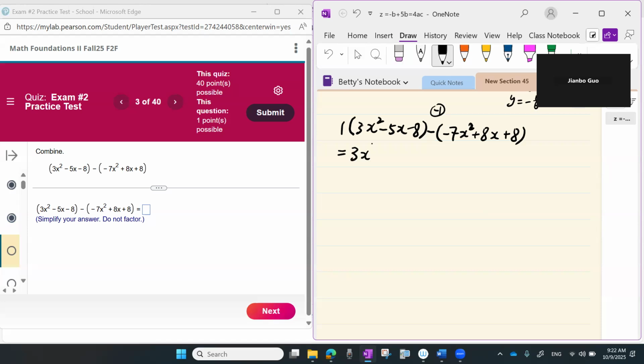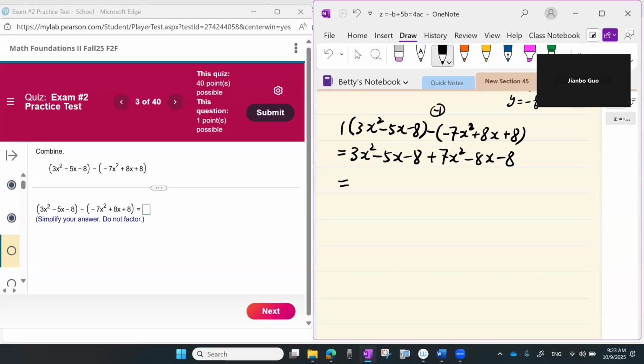So I have 3x squared minus 5x minus 8. If the coefficient of the parentheses is negative 1, then we remove the parentheses by using the distributive property, and all the terms in the parentheses become their opposites. So negative 7x squared becomes positive 7x squared. Positive 8x becomes negative 8x. Positive 8 becomes negative 8.